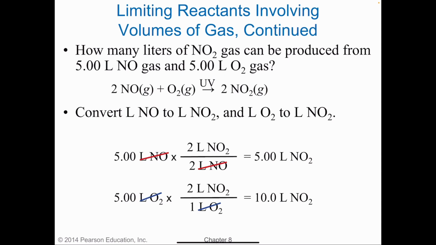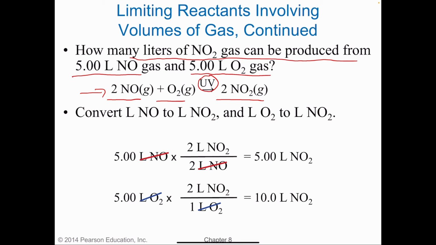So let's do an example to see what that looks like. The problem says how many liters of nitrogen dioxide gas can be produced from 5.00 liters of nitrogen monoxide gas and 5.00 liters of oxygen gas. So here's our balanced chemical equation. One important thing to note is the mole to mole ratio. What this is saying is 2 moles of NO gas react with 1 mole of oxygen gas to produce 2 moles of NO2. And in case you're curious, this UV over the arrow just means that ultraviolet light is needed to get the reaction started.